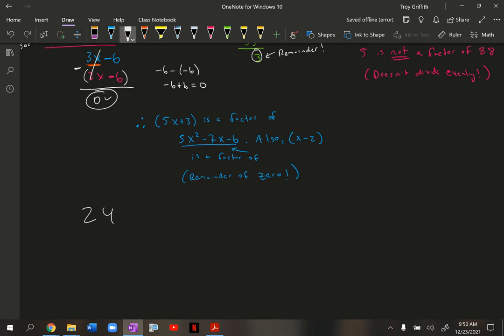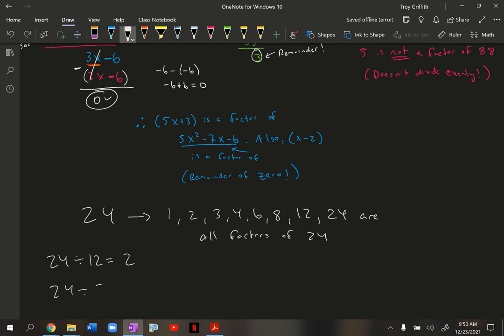Okay, if you want to think about this a little bit more, let's think about a number like 24. What are all the factors of 24? Well, anything that divides evenly into 24 is a factor of 24. So numbers like 1, 2, 3, 4, 6, 8, 12, and 24 are all factors of 24 since they all divide evenly into 24. If I took 24 and divided by 12, I get 2, and there's no remainder. And if I took 24 and divided by 2, I get 12. So these numbers work interchangeably. If this divides evenly, then so does this number. And all these things are factors when I am finished.